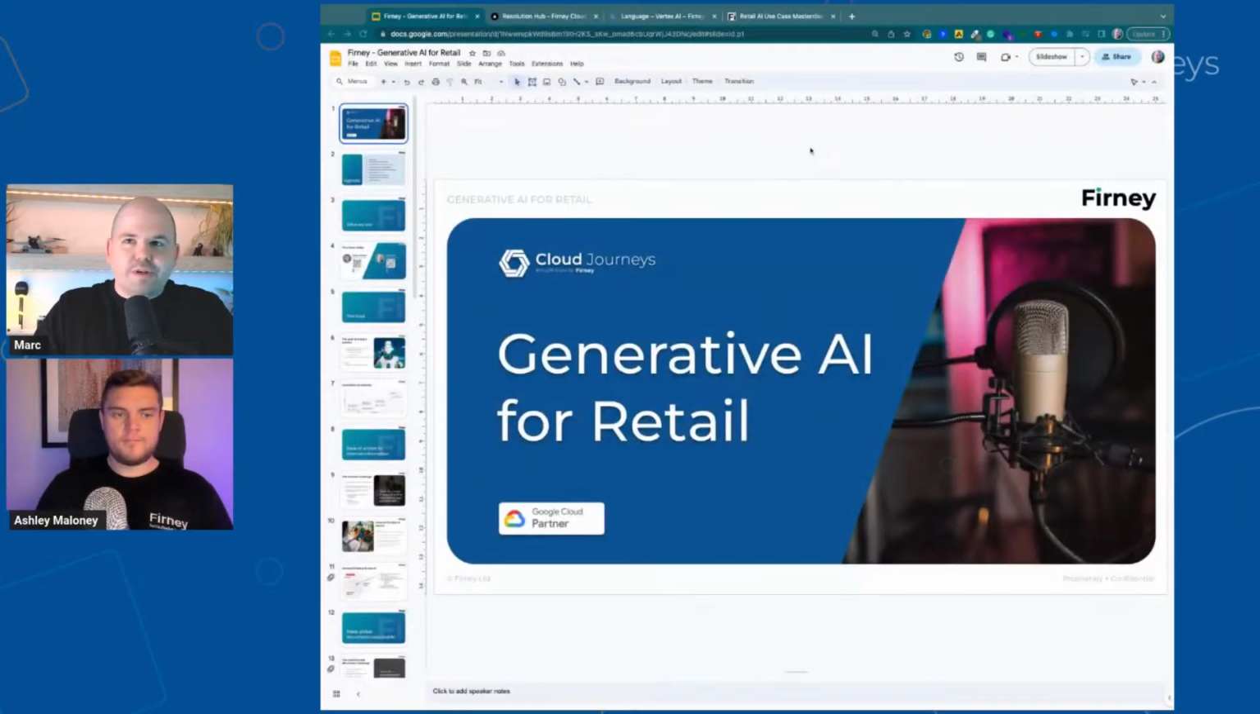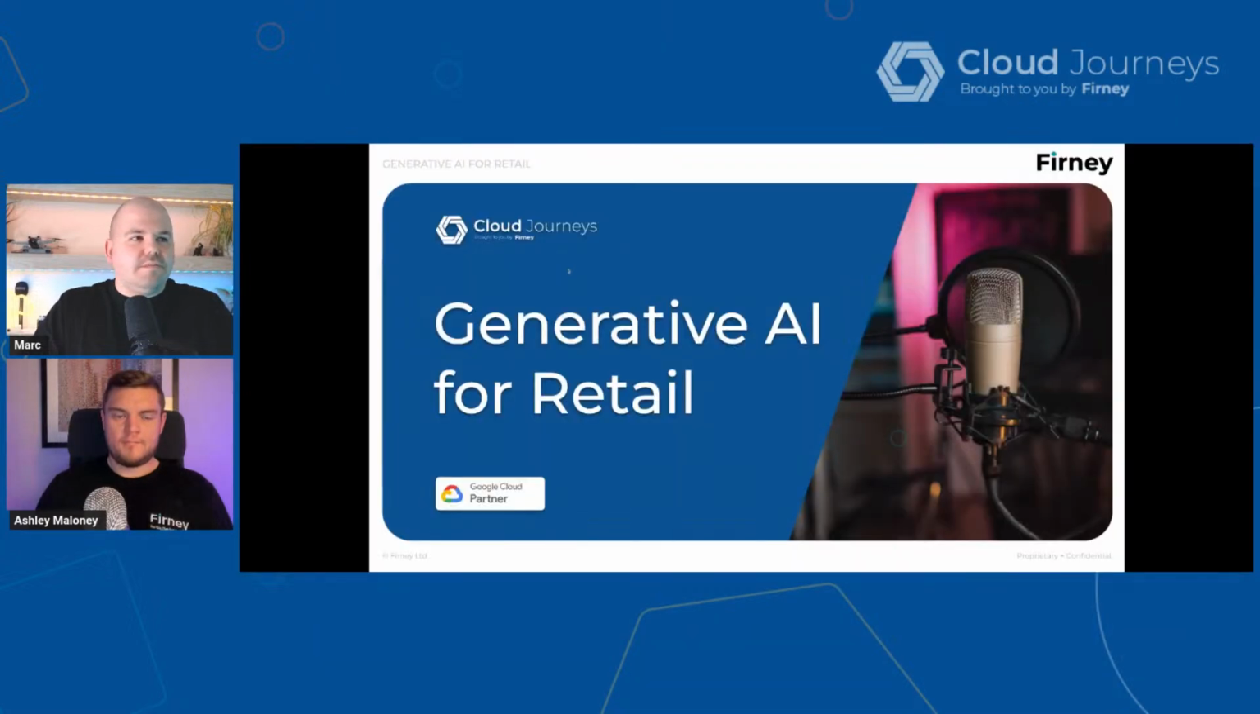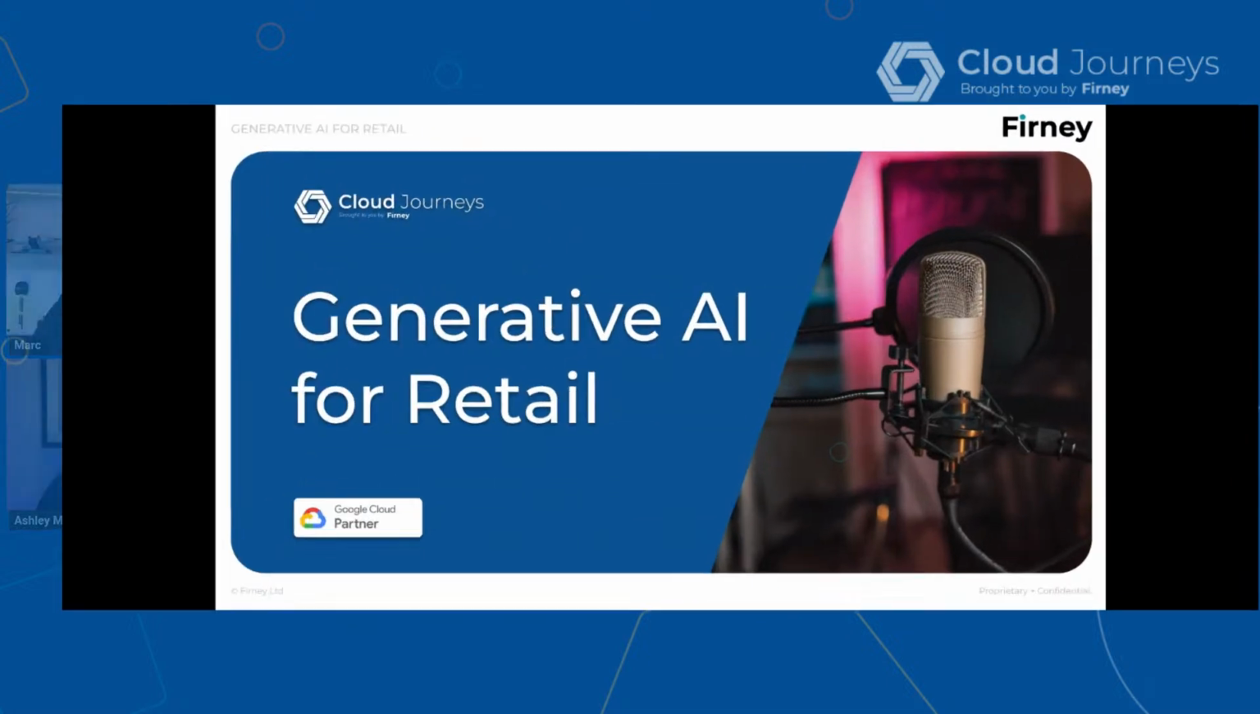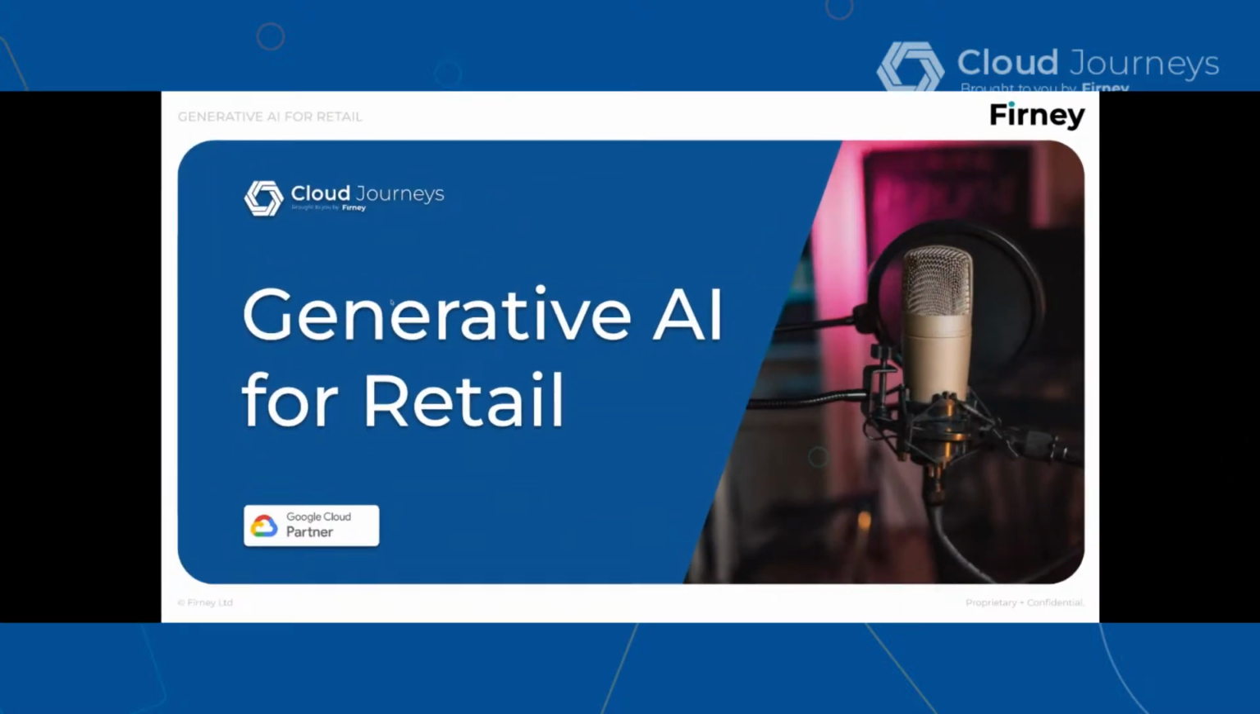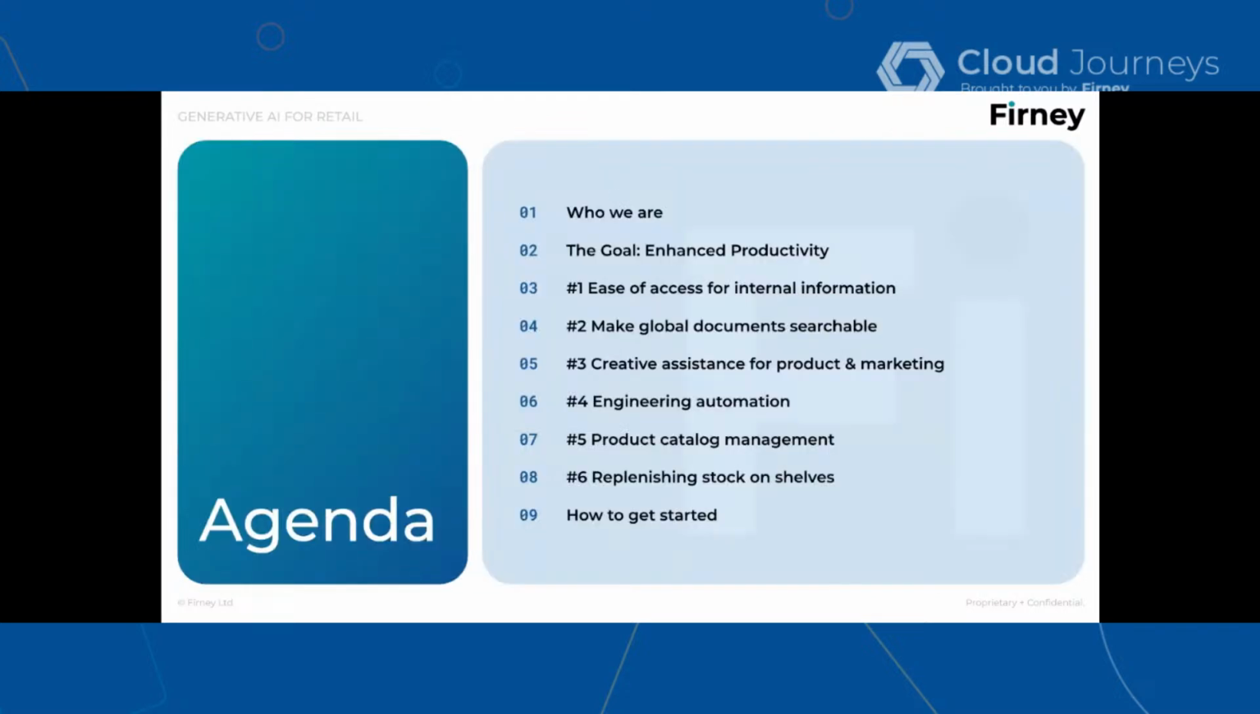Today, we're going to be talking about a number of use cases for retail, and I'll just bring up the presentation and run through that. I'll make that larger, actually. Cool. So, what we have on the agenda today is, we're going to go through, quickly, a little bit of an introduction to who we are. Talk about the goal for today, which is around enhanced productivity for retailers. We will then go through our 6 use cases that we've pulled together and talk at the end a little bit on how to get started with generative AI as well.